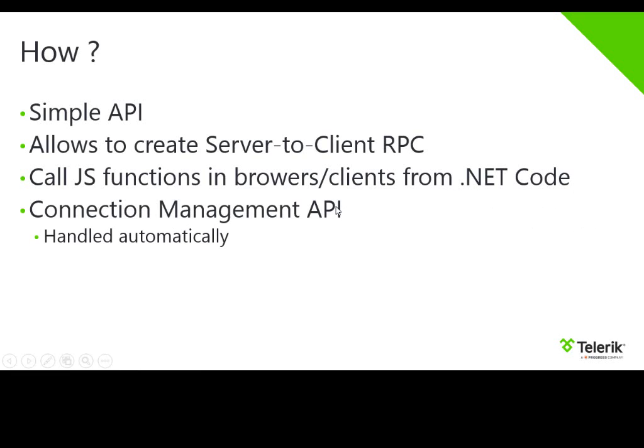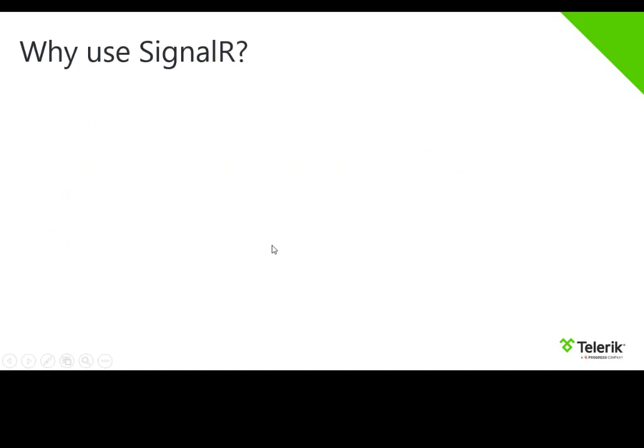Plus, the SignalR API provides you a connection management API. The connection is handled automatically. Basically, the connection is nothing but all the connected clients, and you can broadcast to the connected clients, or you can message a very specific client. But you do not have to do anything. The SignalR API does the connection management automatically.